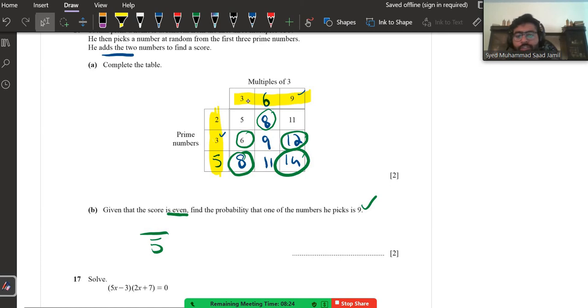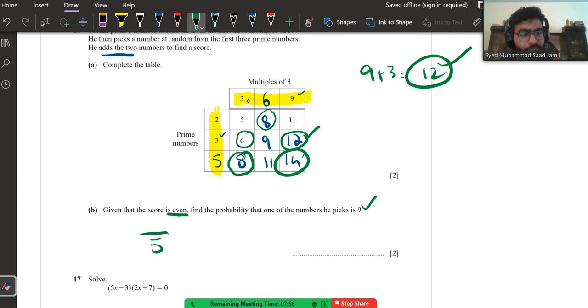So most students will just write 1 upon 5. That is wrong. It says one of the numbers that he picks is 9. Most students don't understand this question. Now I'll tell you what this question means. When you get these two numbers, you add the sum of them. So you get 12. 9 plus 3 is 12. 12 is an even number. So that's one time you picked up 9, and the other time you picked 9 is when you got 14, because 9 plus 5 is 14.